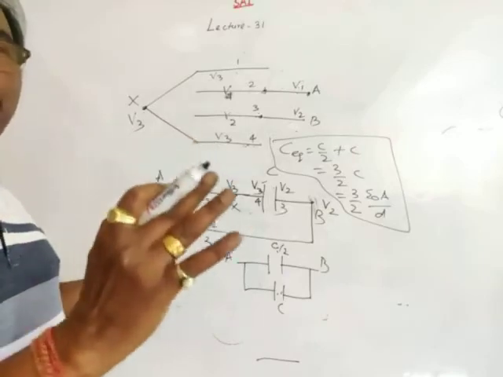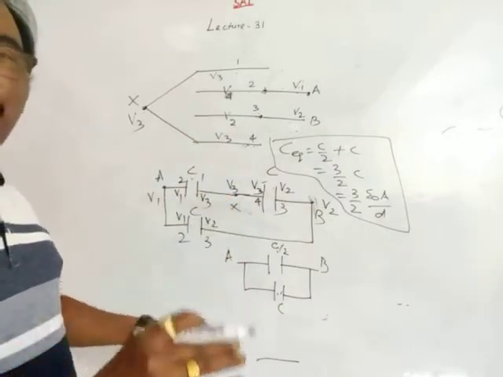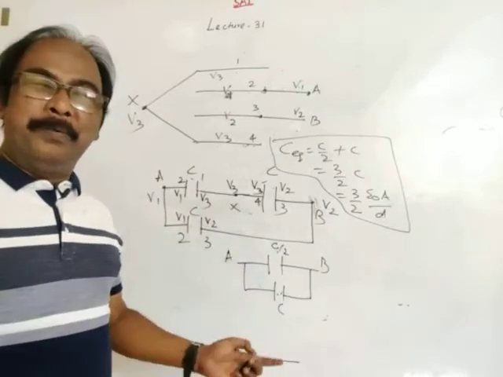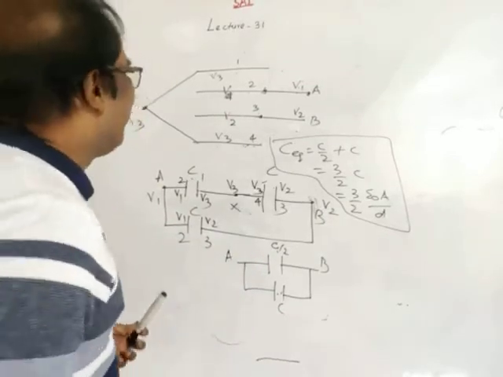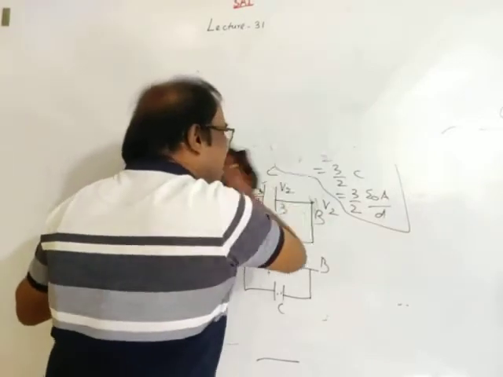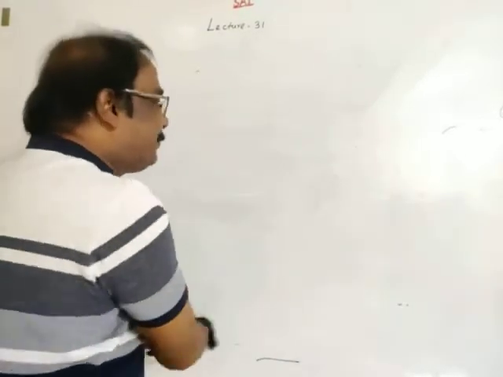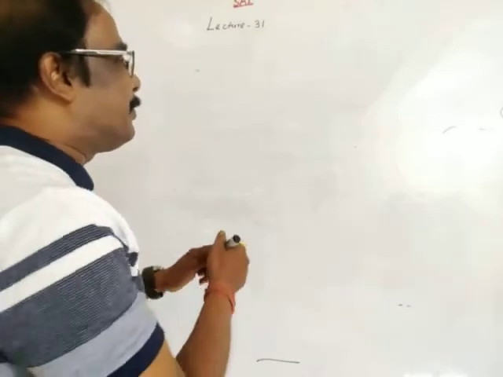Then for the final numerical, we will apply the balance condition of Wheatstone's bridge in a multi-plate capacitor. Very easy and a beautiful numerical. I hope you will enjoy this. Let's take again a number of plates.